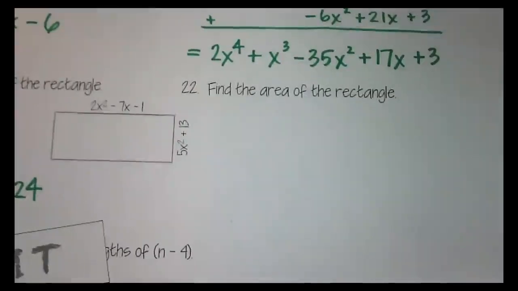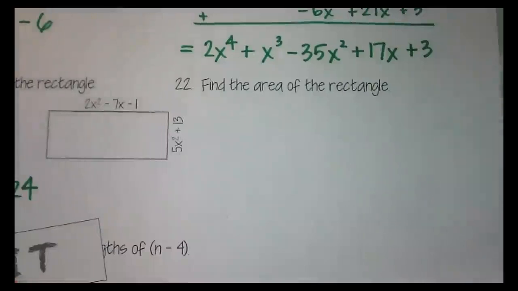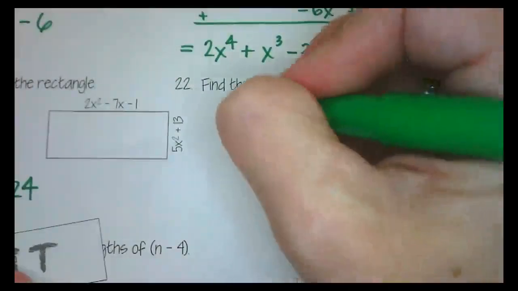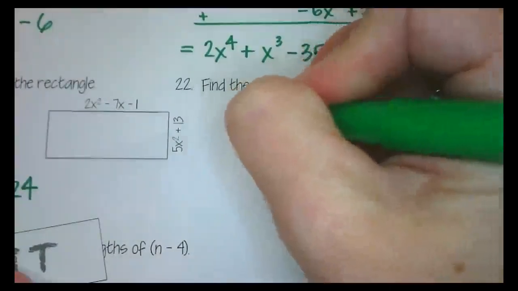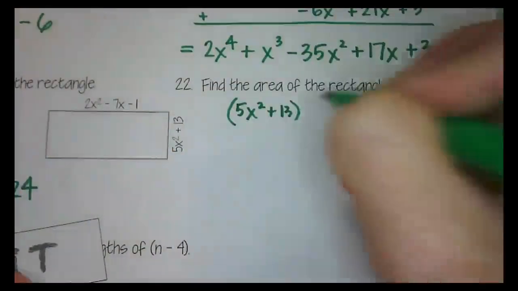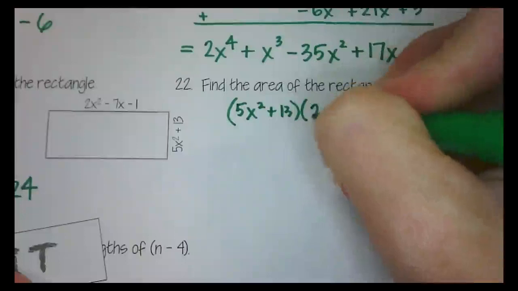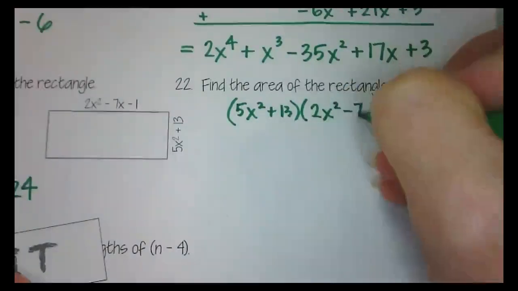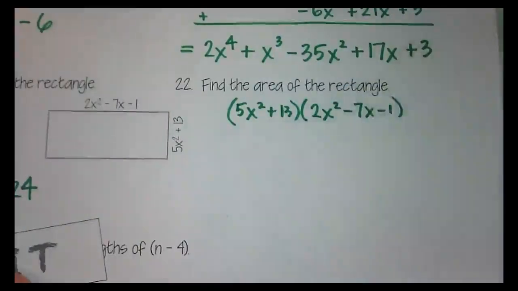Okay, next up, now we're finding the area of the rectangle. Well, to find the area, we do length times width. So I am going to do 5x squared plus 13, and I need to multiply that with 2x squared minus 7x minus 1. So we know that length times width is the same thing as width times length. So it really doesn't matter which order we multiply in.